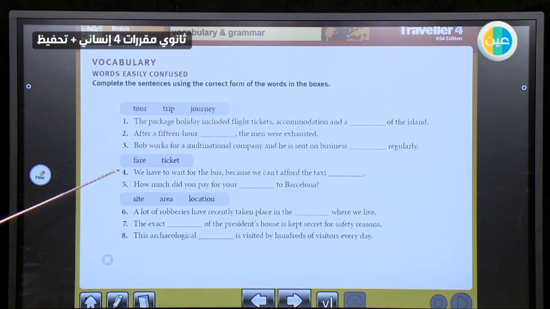Then we have fare and ticket. Fare is amount of money. Ticket is a printed piece of paper that shows that you paid. We have site, area, location. Site is a place with a particular purpose, area is part of a country or city, and location is a place where the building is or where someone is.